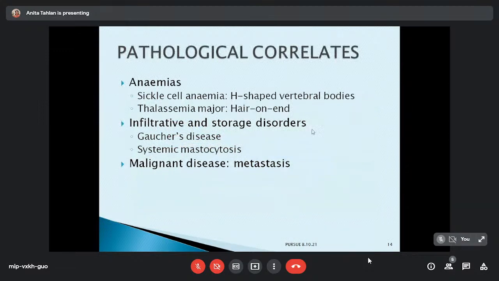How the bone is influenced by various pathological states is well evident by the bony changes seen in severe anemias like beta thalassemia major or sickle cell anemia, where the bone has got modified. It shows a hair-on-end appearance, there is widening of the facial bones, and in sickle cell, H-shaped vertebral bodies are seen. So these prove that whenever something is happening in the marrow, it also influences the bone itself. Other examples are systemic mastocytosis and Gaucher's disease.